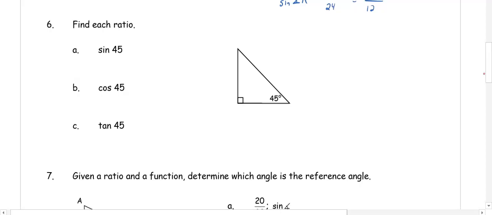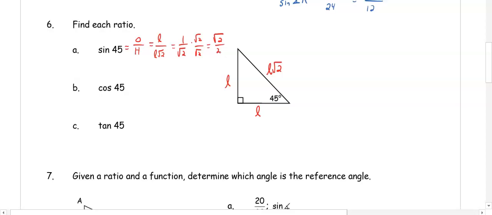In number 6, find the ratio. So in a 45, 45, 90 triangle, remember we have L, L, L root 2. So if I want the sine of 45, that is the opposite over the hypotenuse. So our opposite side is L over L root 2, which would get us 1 over root 2. And then we can rationalize to get root 2 over 2.